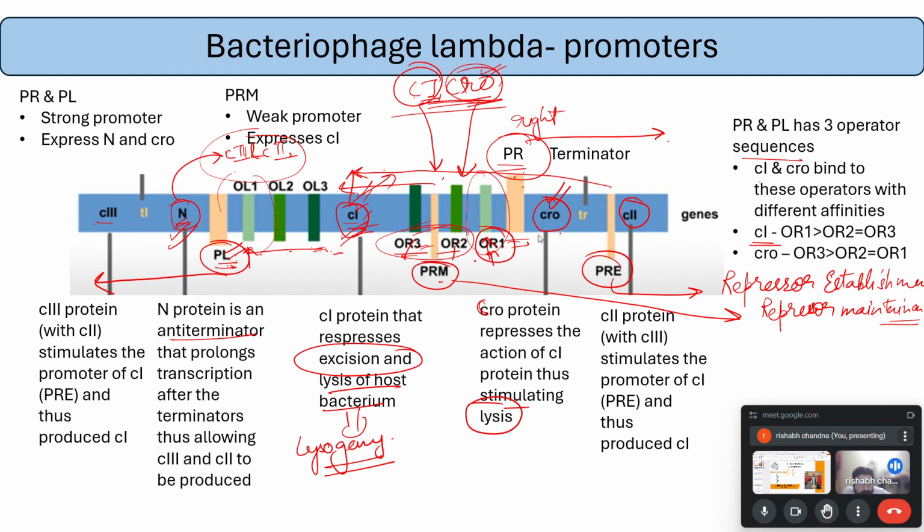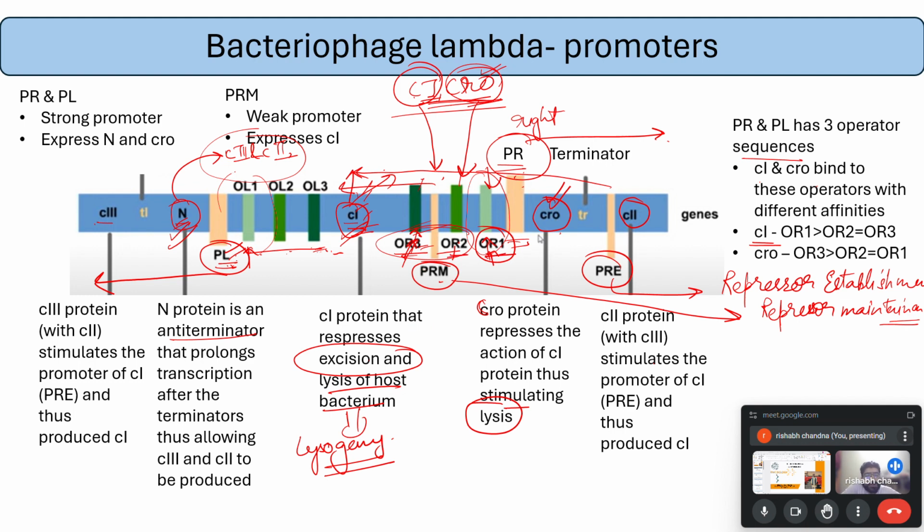And CRO will bind to OR3 first. It has high affinity towards OR3, followed by OR2 and OR1. So it's a reverse kind of thing. Talking about C1, it binds to OR1 with higher affinity as compared to OR2 and OR3, and CRO binds to OR3 first with higher affinity as compared to OR2 or OR1.